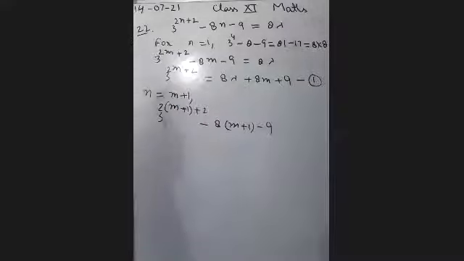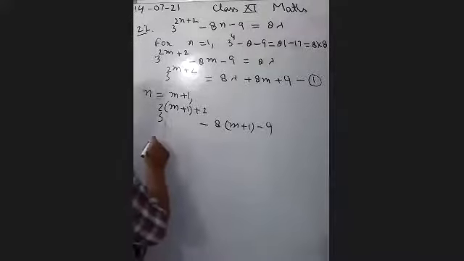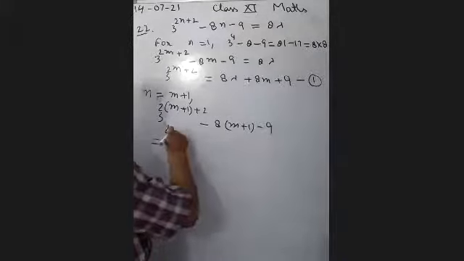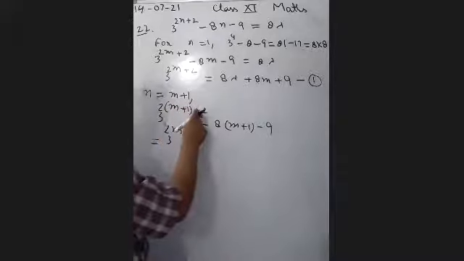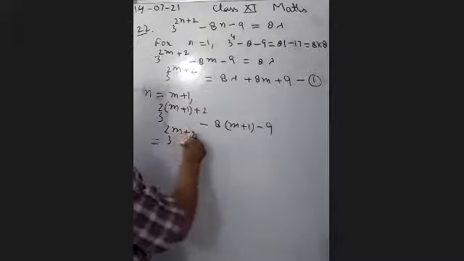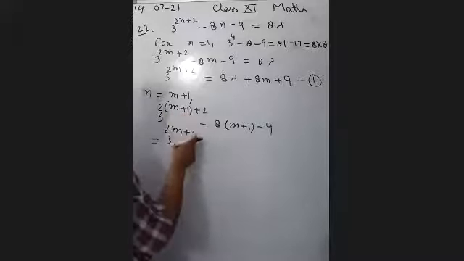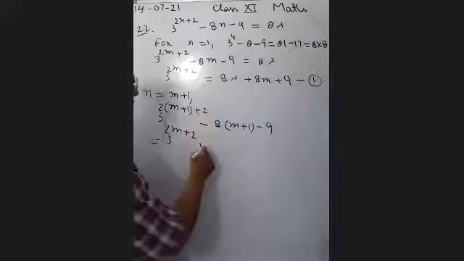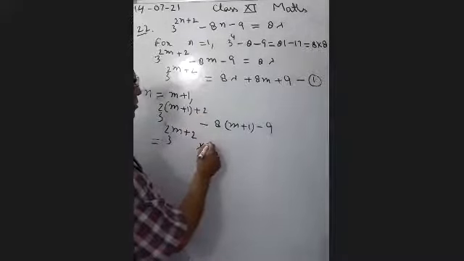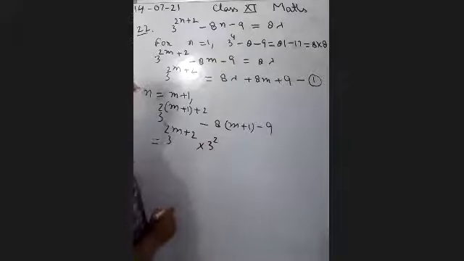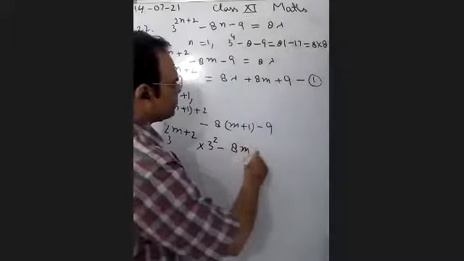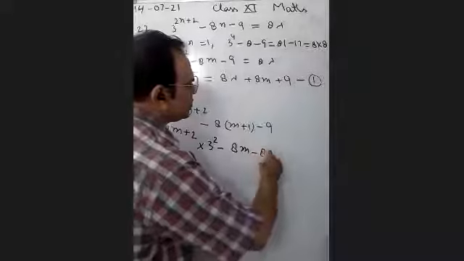ठीक है. So for proving this, we are writing 3 to the power 2m plus 2. This 2 we are taking here, and 3 to the power 2 into 1, this 2 we are taking here, 2m plus 2. Or 3 to the power 2 we are leaving here. That is, it will be equal to 9. Here it is equal to minus 8m minus 8 minus 9.